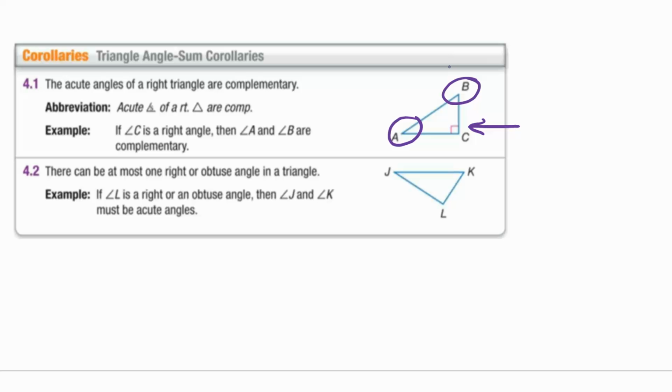We also spoke about the fact that there can only be one right angle or one obtuse angle. There can't be two obtuse angles in a triangle because that would add up to be more than 180. And there can't be more than one right angle because two right angles would add up to be 180, which means, again, we wouldn't have a triangle.